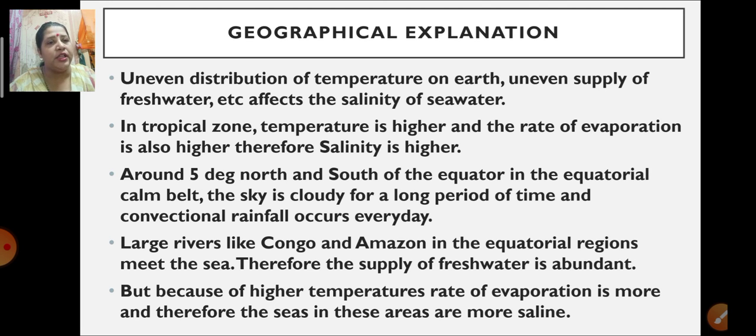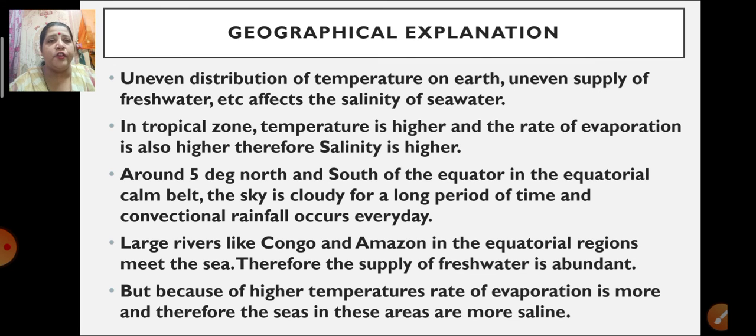Now let's talk about the various parts of the earth where salinity differs. In the tropical zone, temperature is higher. Tropical zone means near the equator. Temperature is higher and the rate of evaporation is also higher here. Temperature high means the rate of evaporation is high. So what will the salinity be here? Yes, the salinity is going to be higher.